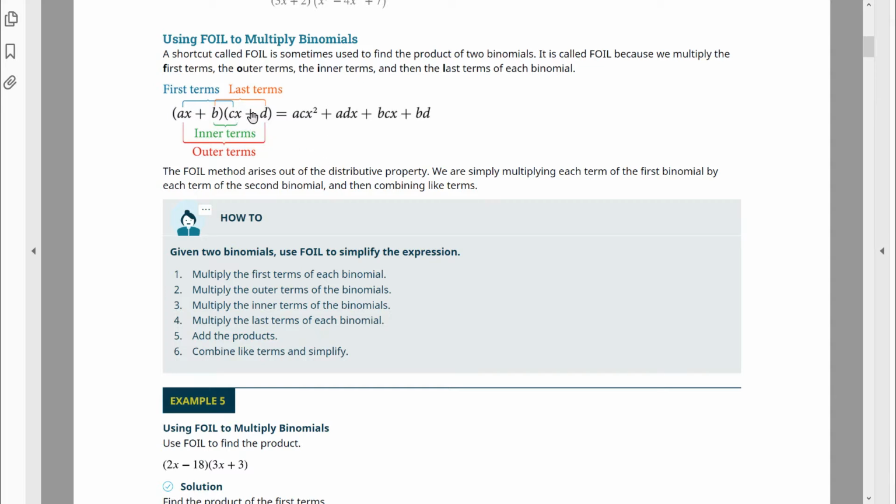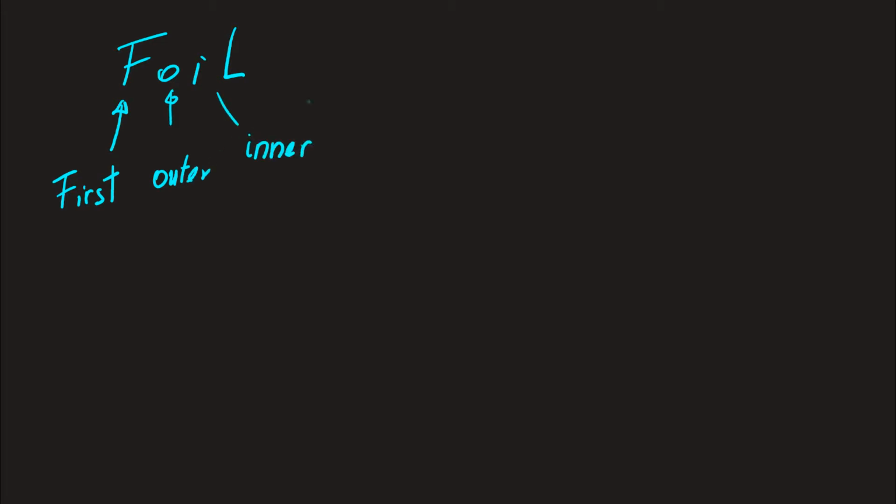Then I'm going to review a bit the default way to multiply binomials. The default method, FOIL: F for first, outer, inner, last. It is a useful method to multiply binomials. Let's do something like this: x plus 2 times x plus 7.